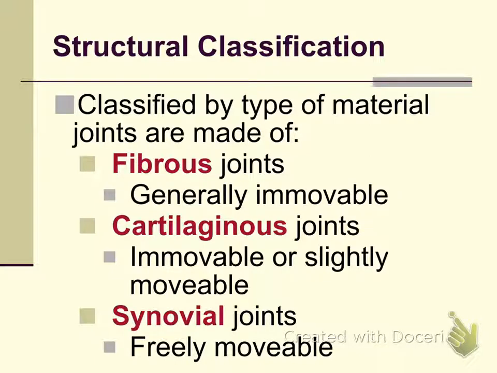In a cartilaginous joint, the material in the joint has cartilage in it. Cartilage is a lot more flexible than fiber, so there is some slight movement in the joint. Then synovial joints have synovial membrane, which produces synovial fluid, and that means that there is a lot of movement. It is freely movable.